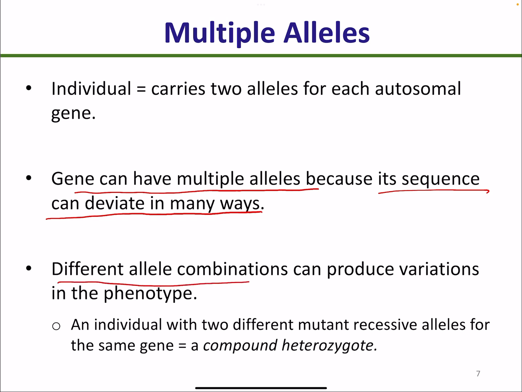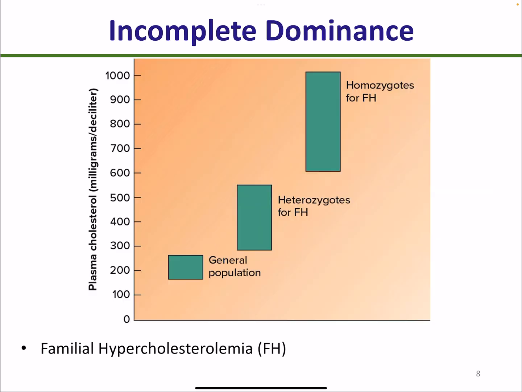So different allele combinations can produce variation in the phenotype. That is a very important aspect to remember. So an individual with two different mutant recessive alleles for the same gene is going to be what we call a compound heterozygous, right? Because of the different forms of alleles that exist in the population.